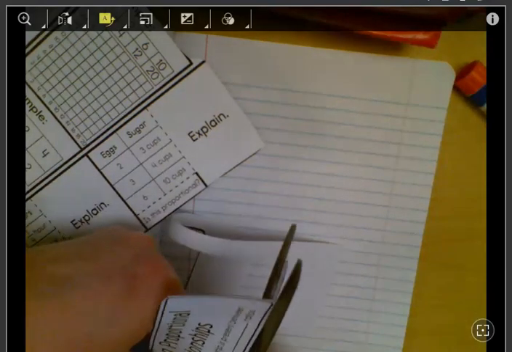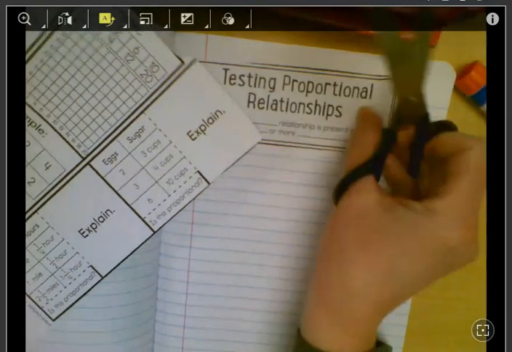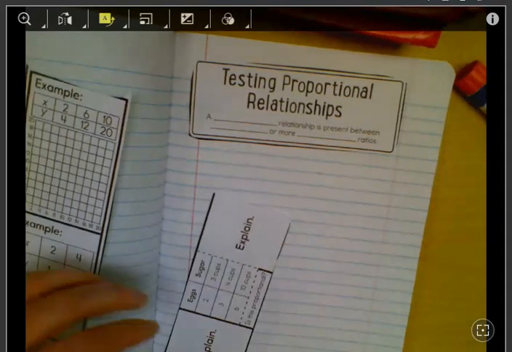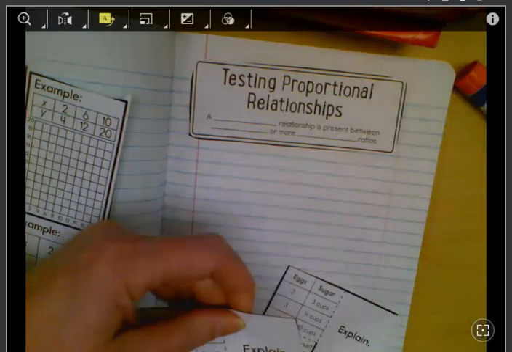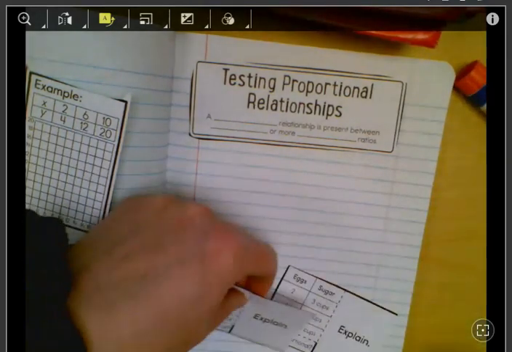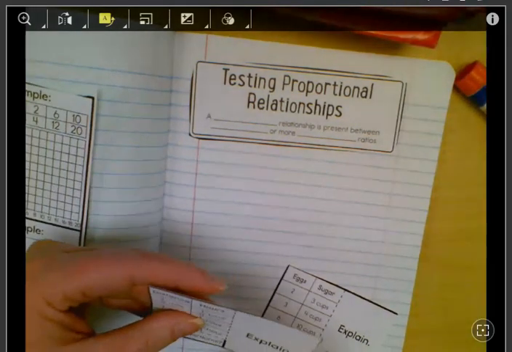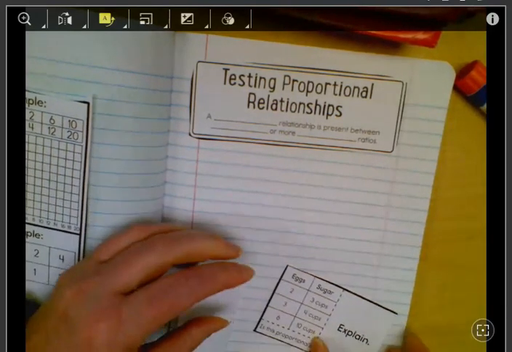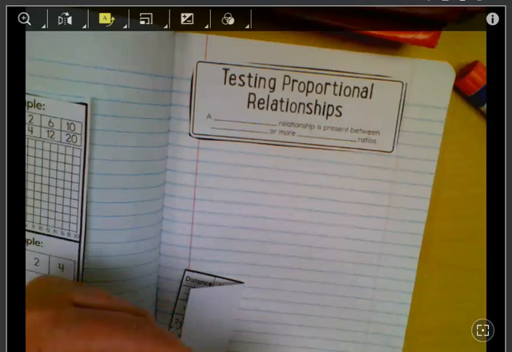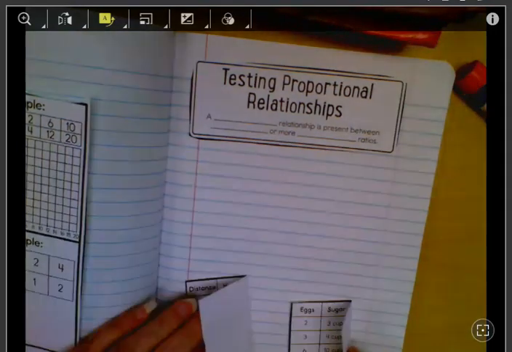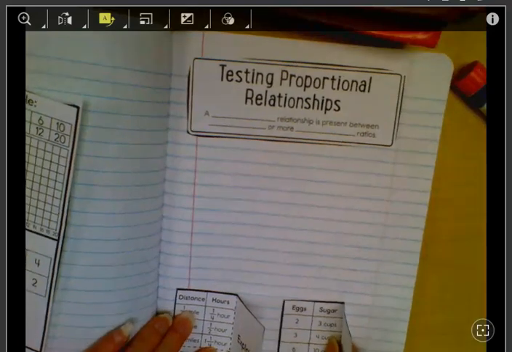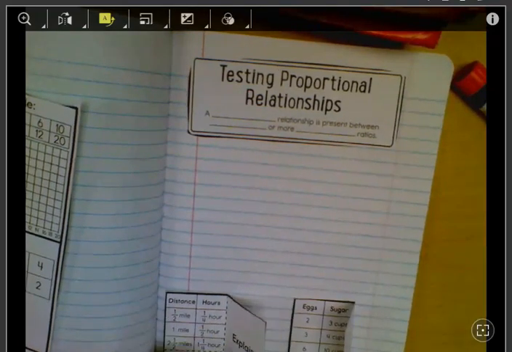We have one way of testing proportional relationships, and in this lesson we're just going to learn one other way of making sure we can have proportional relationships. And then you're always going to fold on the dotted. These two will be at the bottom of the page, like that, with the explanation down underneath. You only glue that piece down so that this piece can be flapping up.